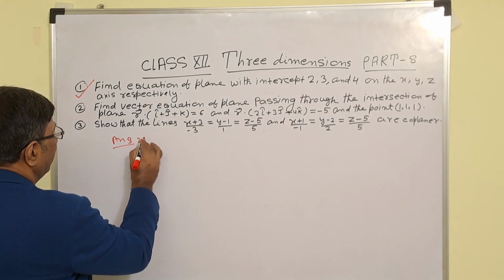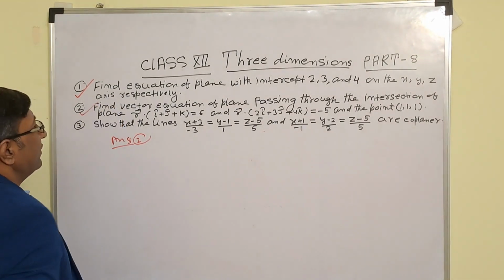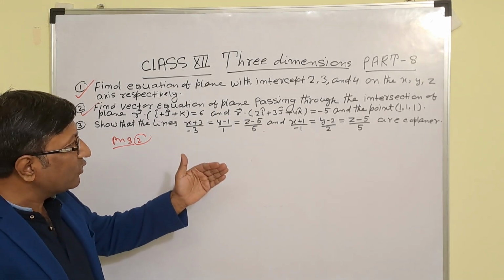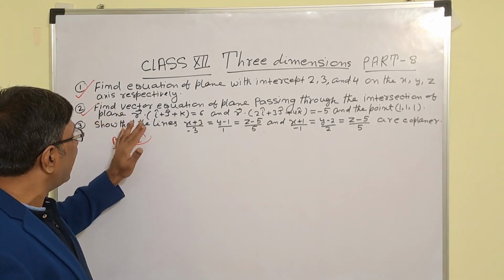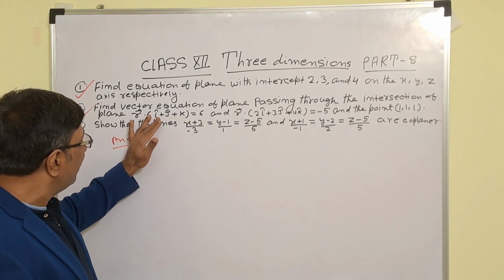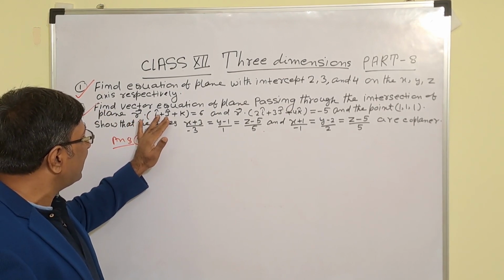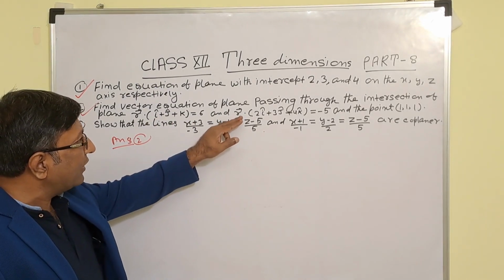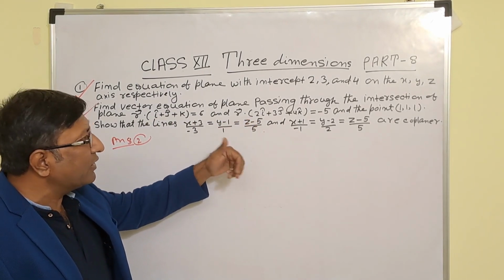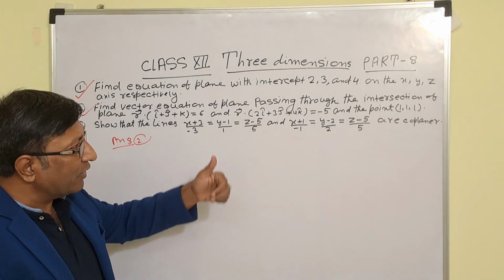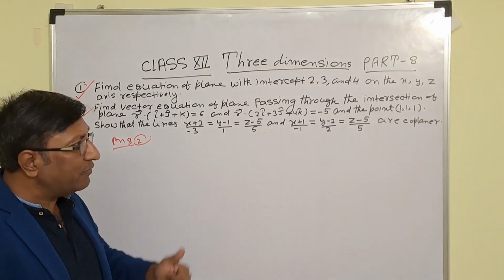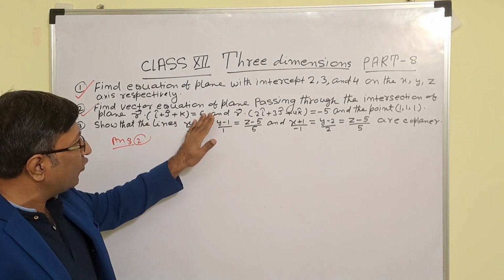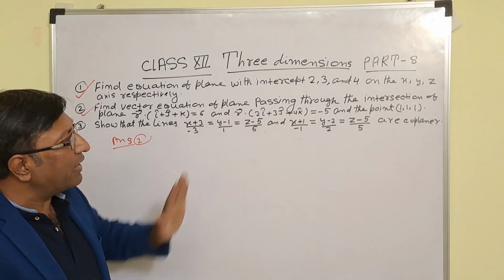What is the second question? Find vector equation of plane passing through the intersection of plane r dot (i unit vector plus j plus k) equal to 6 and other plane r vector dot (2i plus 3j plus 4k) equal to -5, and the passing point is given: 1, 1, 1. So here two equations of planes and a passing point are given.